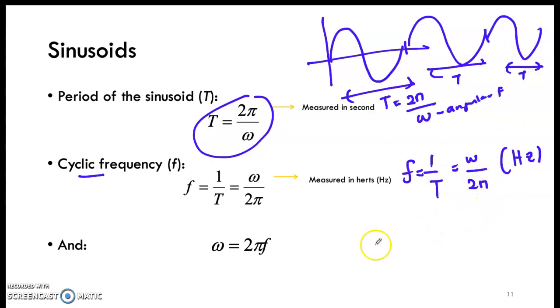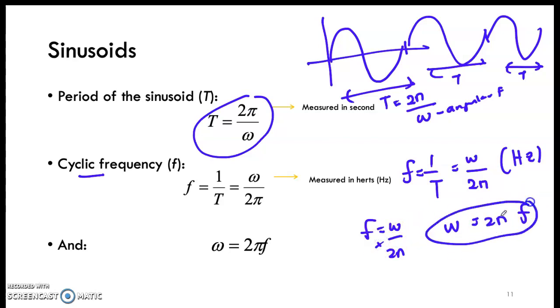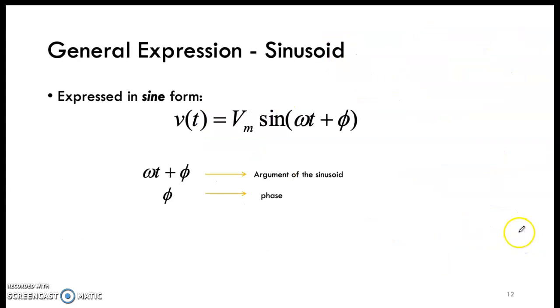Okay, now we would like to see the last function. So f equals omega over 2 pi. Now how can you relate omega and f? Just multiply. Omega is equal to 2 pi f. So this is the angular frequency, this is the cyclic frequency. These are the important concepts, and the last one is the phase.